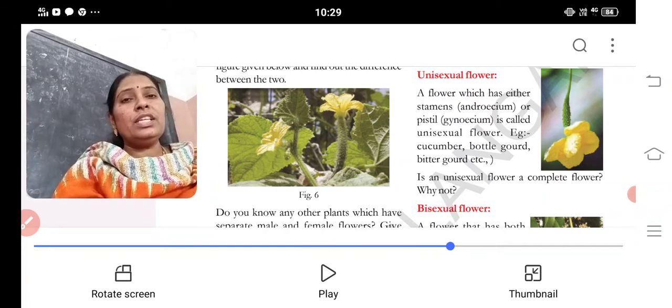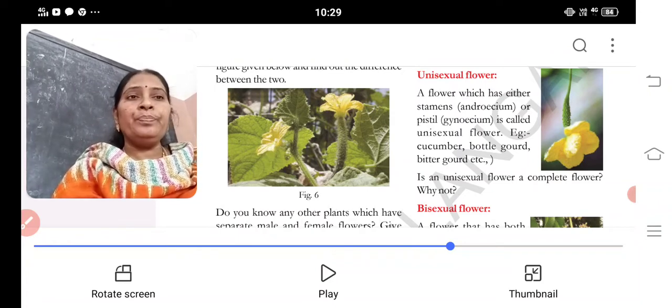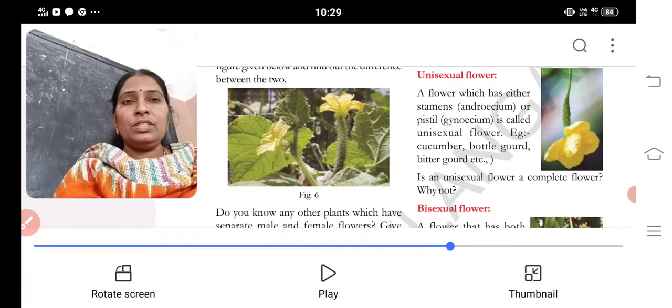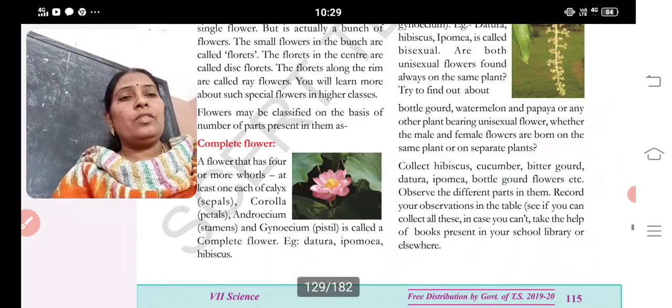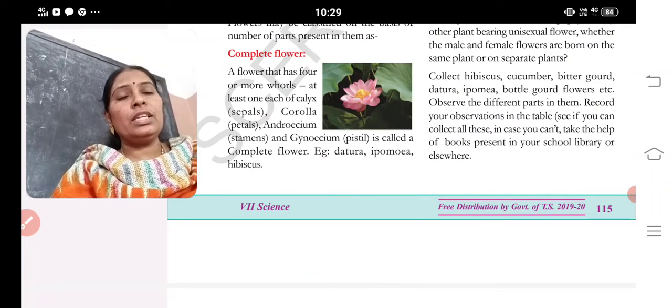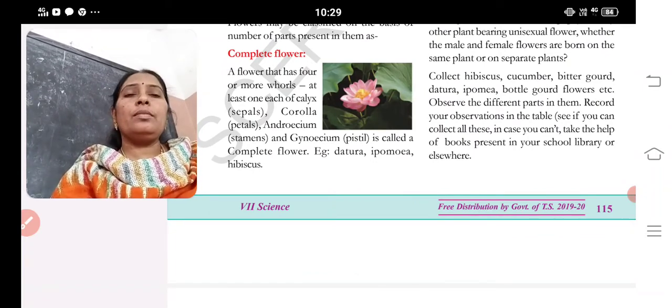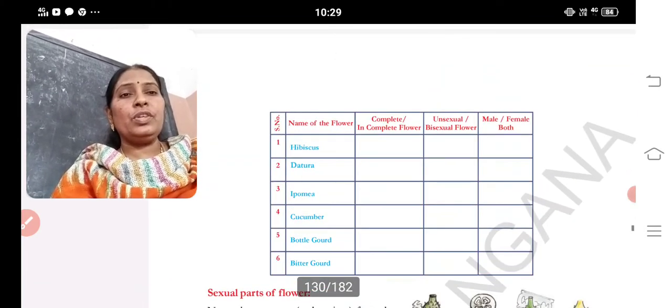So if it is a unisexual flower, how does reproduction take place? On the same plant you will have another flower which has stamens. If one flower has a pistil, definitely another flower will have the stamens, so that reproduction can take place. Now the textbook is asking us to collect some flowers and observe whether it is a unisexual flower or a bisexual flower. A picture is given.